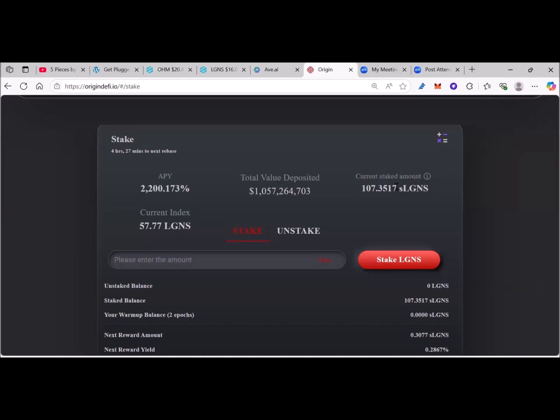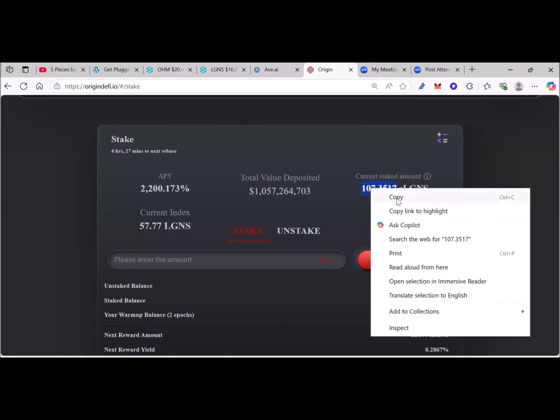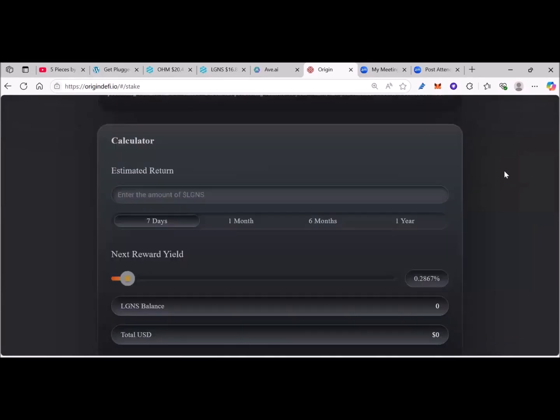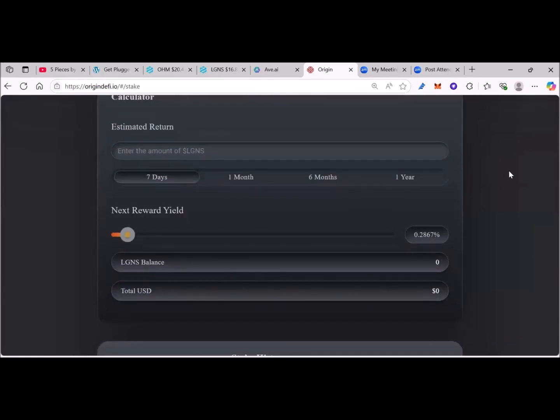So I'm going to copy the number of coins that are staked here, and then I'm going to go down to a calculator. So here's a calculator right inside of this site. And I want you to see something here. This is going to compound at the rate of 0.2867 every 8 hours. What does that mean? It's going to compound upon itself.